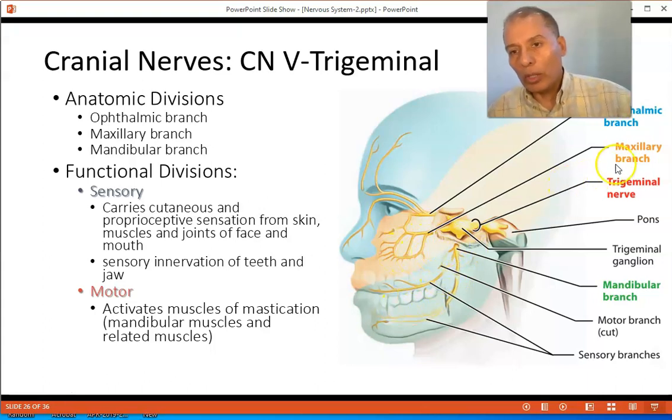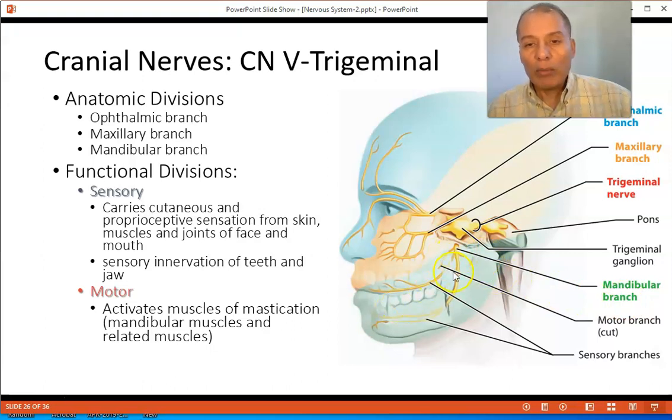So these three are the ophthalmic, which has to do with the eyes, forehead, and nose, then the maxillary branch, and the mandibular branch. That mandibular branch is the one that is numbed when you go to have your teeth done.